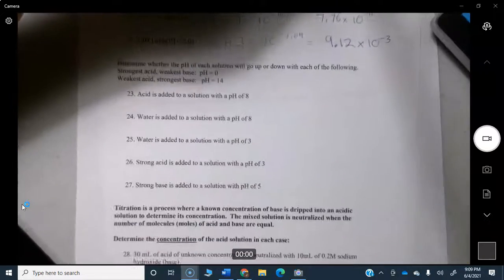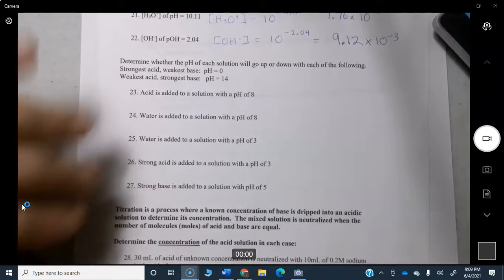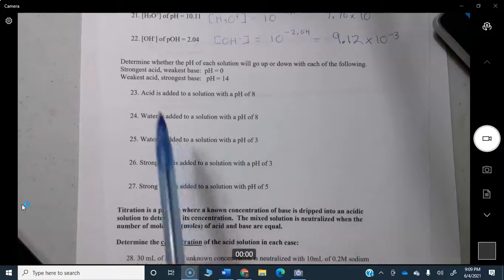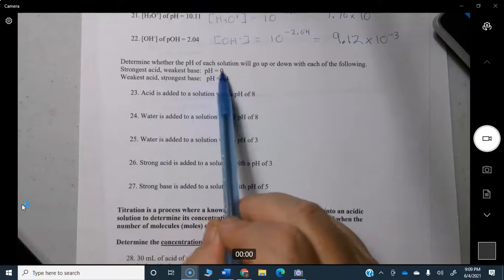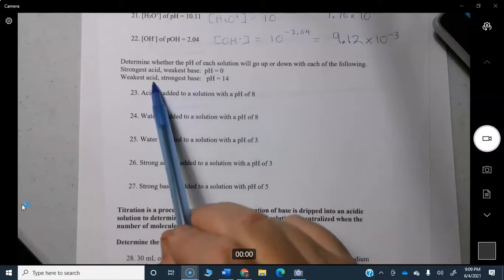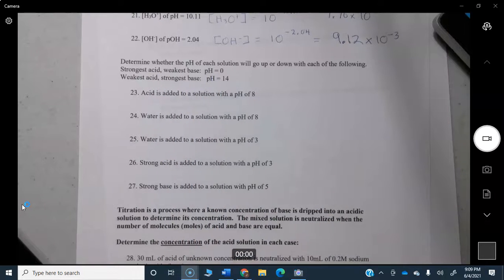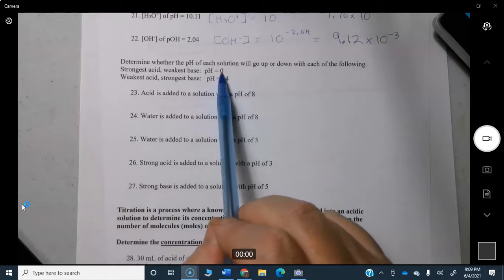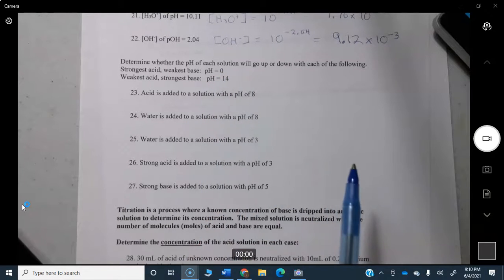All right. This next series of problems is going to be on your district test. So it's kind of just intuitive, which way is the pH going to go? All right. And so just remember, strongest acid, weakest base is a pH of 0. Weakest acid, strongest base is a pH of 14. So the stronger the acid, the lower the pH. It's going to head down towards 0. So stronger acid is lower pH.